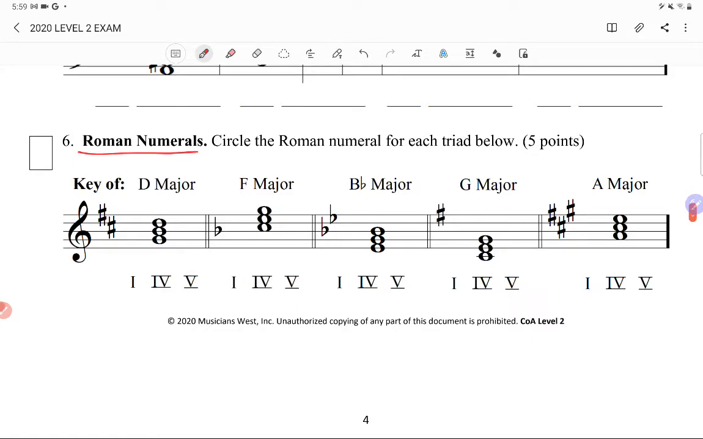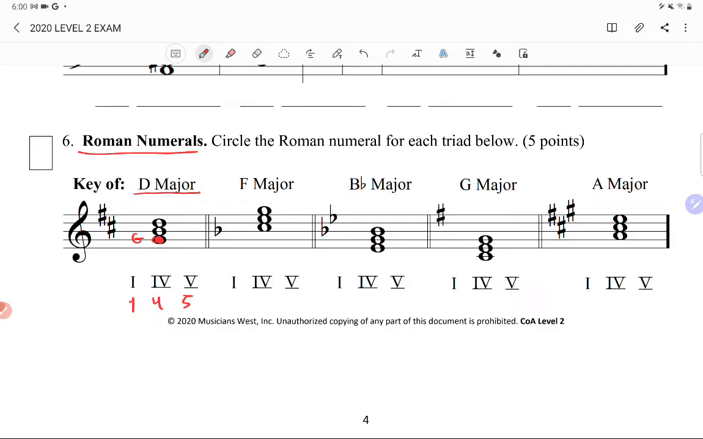Roman numeral, circle the Roman numeral for each triad below. Let me remind you that that means 1, that means 4, and that means 5, if you didn't know. Now, here's the few steps that you have to do. So that says for you, key of D major. Well, you already know it if you know your circle of fifths. So now you have to think in D major, this note, this bottom note, is it the first one, 4, or 5th one? So you know that's a G.